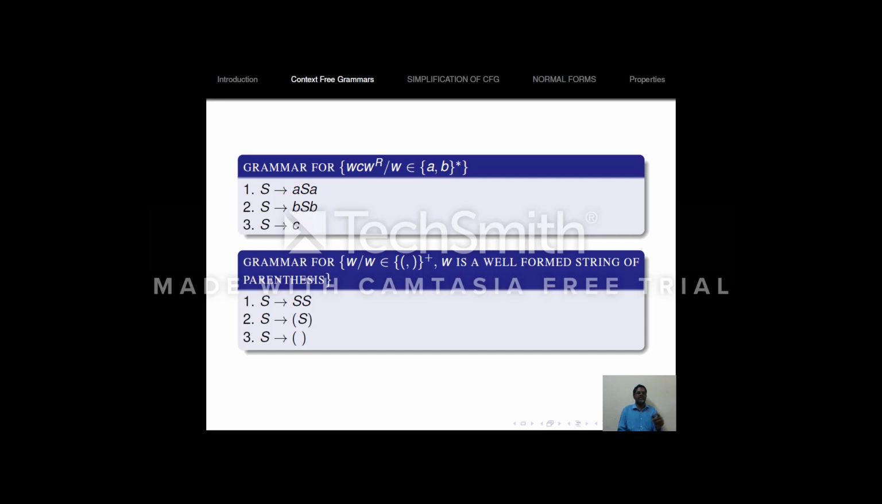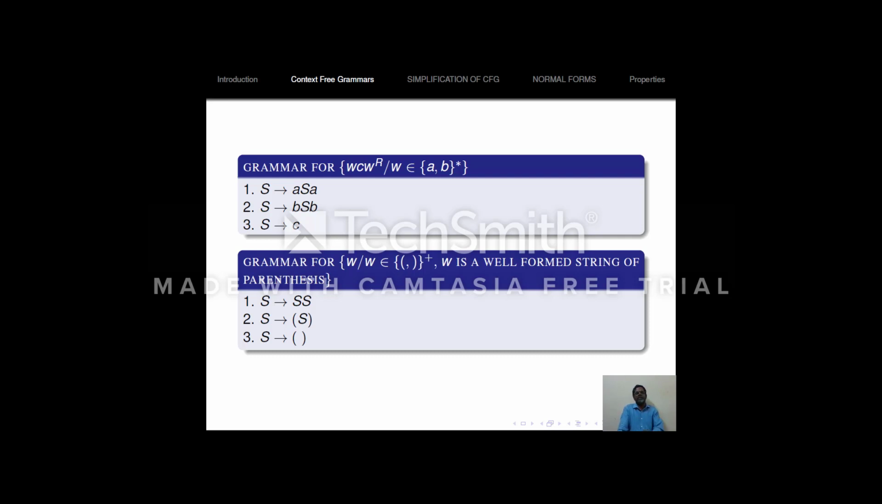And here S goes to A. See, the symbol which comes first should come last. So there is a mapping pattern which is getting generated in the sense of WCW reversal. So S goes to ASA will generate one A on the left and one A on the right again. In the same way, S goes to BSB also will do it, and the C will do the purpose of separating the W and W reversal. So S goes to C will terminate the whole derivation. So this grammar, S goes to ASA, S goes to BSB, and S goes to C, collectively generate the language WCW reversal.